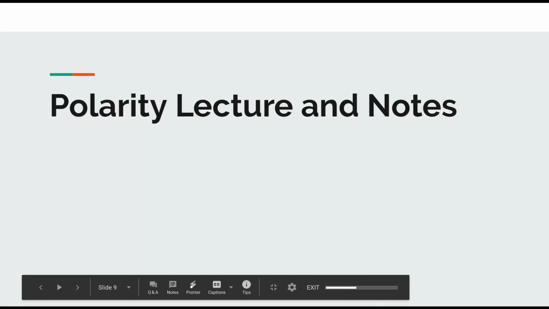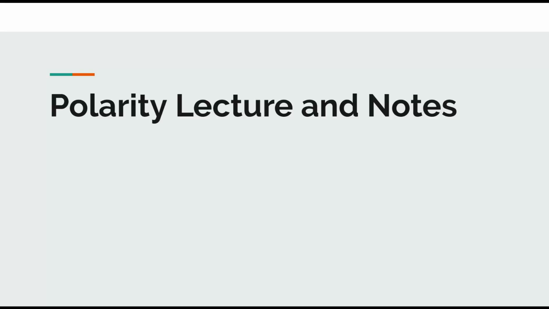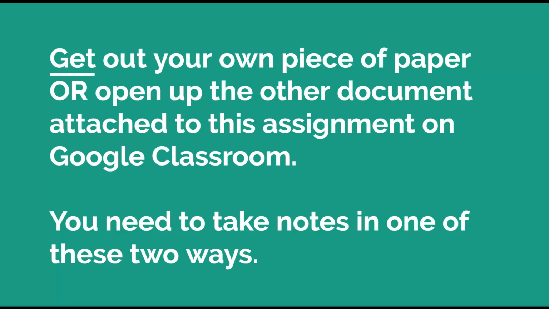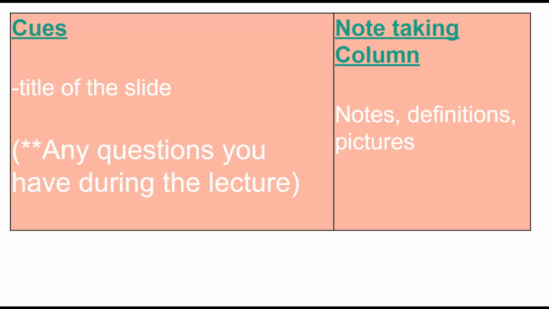For this assignment, like the previous assignment where we took some notes while I gave a lecture, you're going to need to either get out your own piece of paper to write them down in the Cornell Notes style, like we did on the previous notes, or you can open up the other document that is attached to this assignment on Google Classroom. That document has the setup where the left side is where you're going to write the cues, which are the titles of the slides. If you have any questions during the lecture, you can put them below on that left column. And in the right column, you're going to put notes, definitions, and pictures.